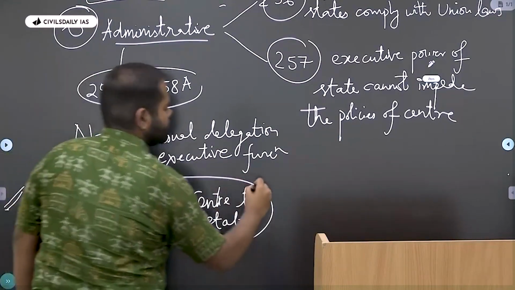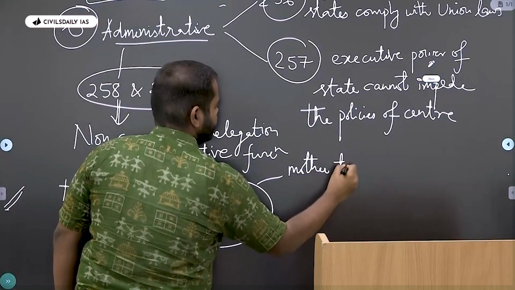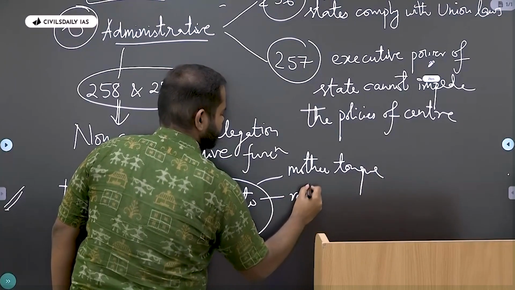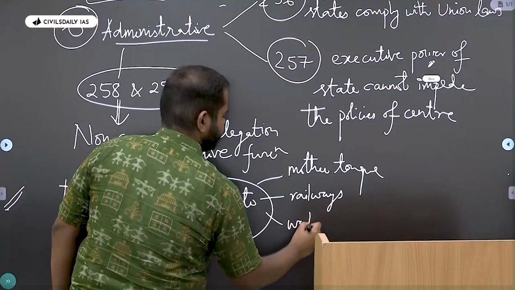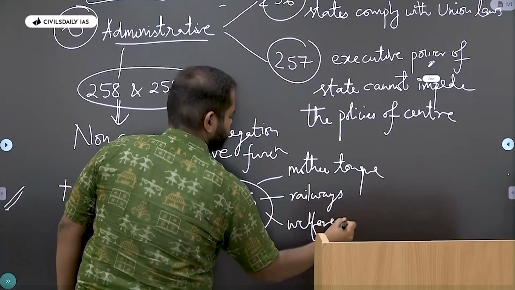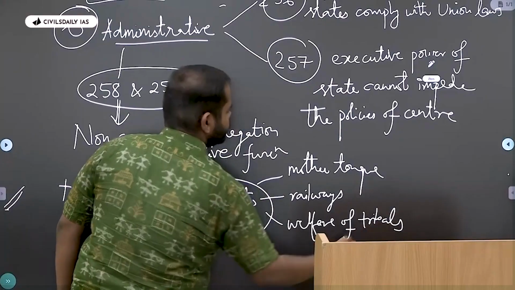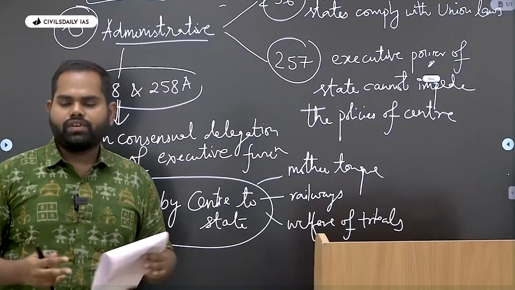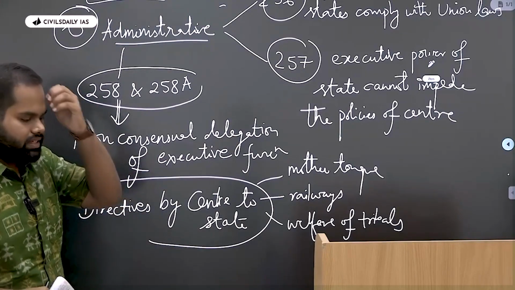on promotion of mother tongue, on development of railways, welfare of tribals. So this also encompasses a kind of asymmetry that's there between the center and the state.